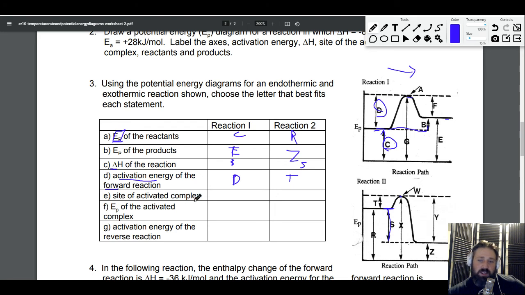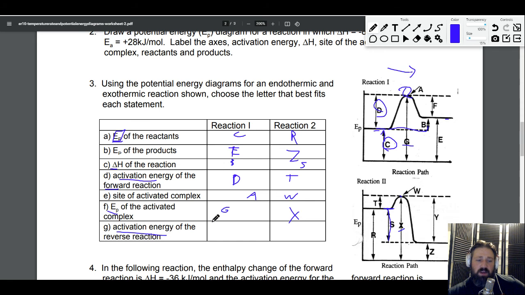Site of the activation complex. A. So again, it's right up here. So A and W. The energy of the activated complex is A or G. G and X.